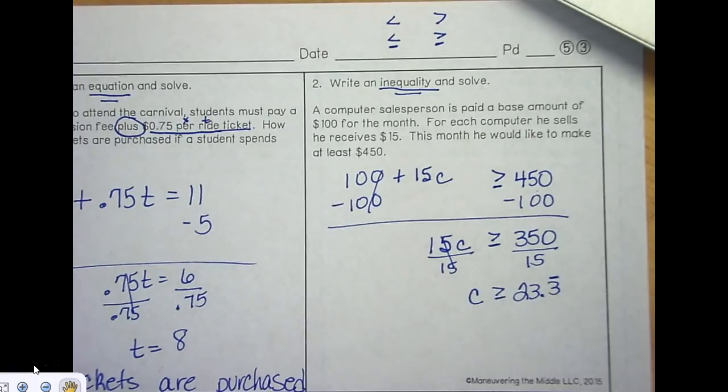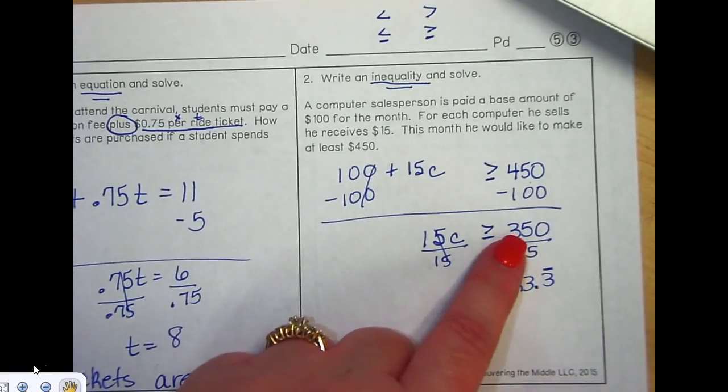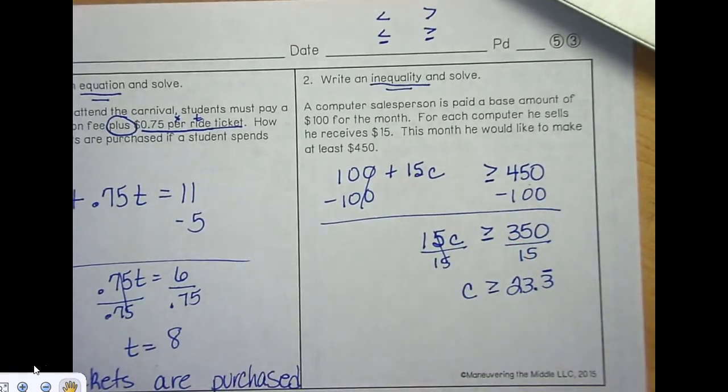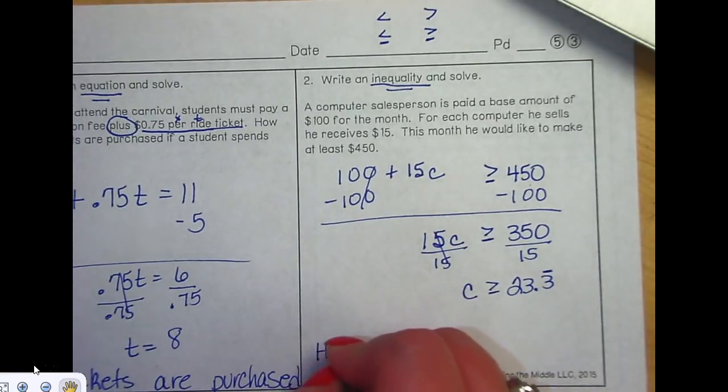What's 23 times 15 on your calculator? How much? 23 times 15 is 480? Oh, it's 345. So if he only sold 23, he'd have 345. That's not enough, right? So we know that he needs to sell 24.